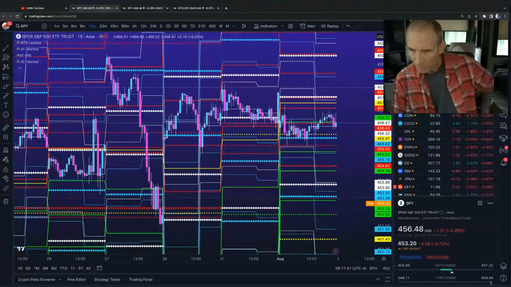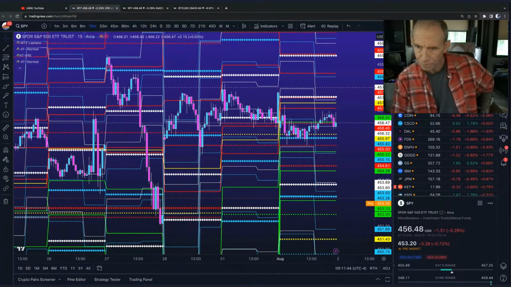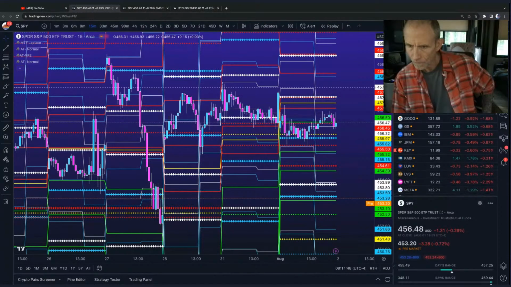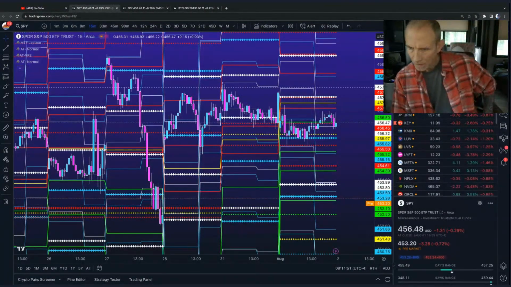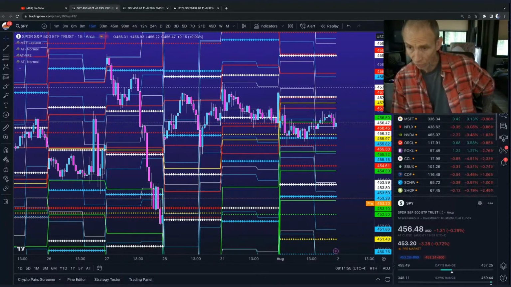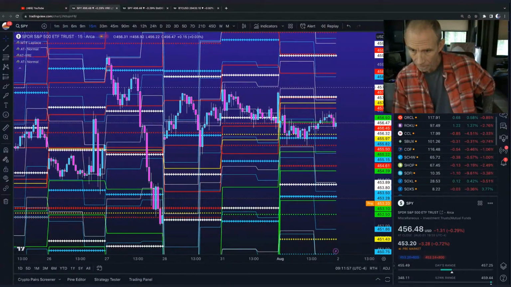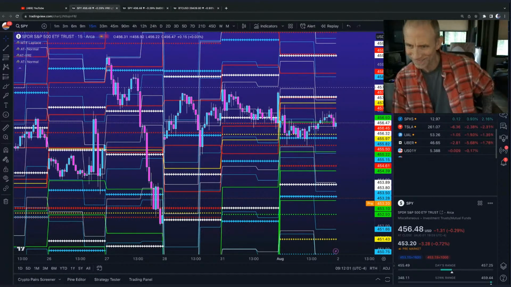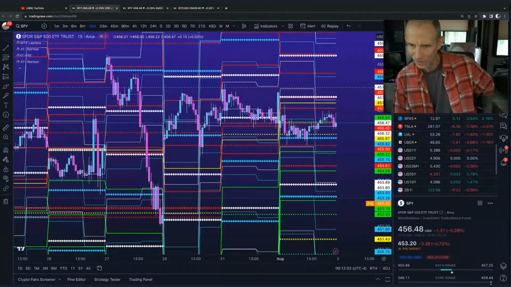Coinbase down 2.5 pre-market. MSTR down 3.4. I mean, obviously, it's a little bit of a morning bloodbath in the traditional markets. Literally everything's down, except the shorts. They're up. All the shorts.